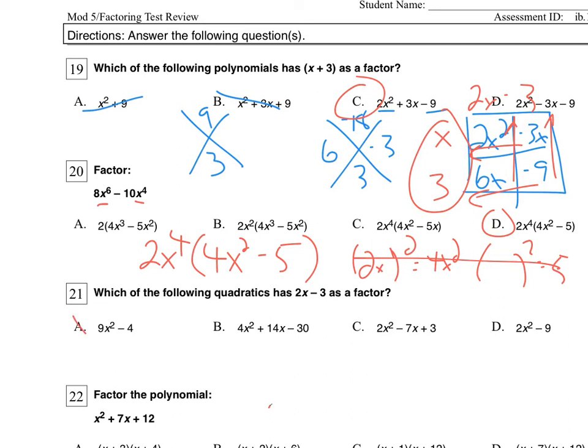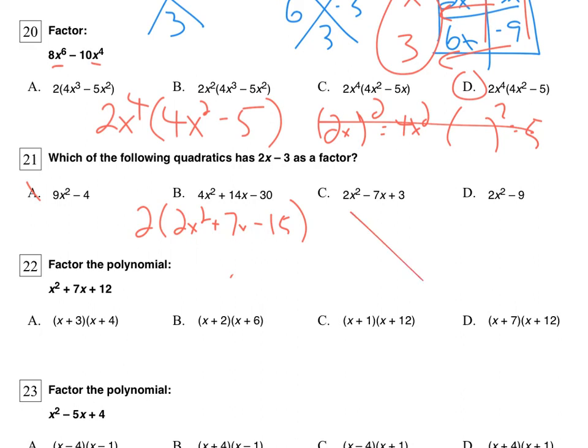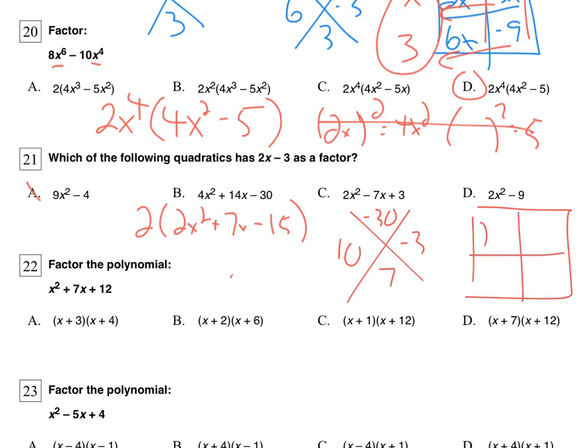B, I'm going to factor out a GCF first, so I get 2, and we're left with 2x squared plus 7x minus 15. Then x, box that amount, and we get negative 30. And 7 is this 10 and negative 3. I do the box. And 2x squared and negative 15. And then 10x and negative 3x.